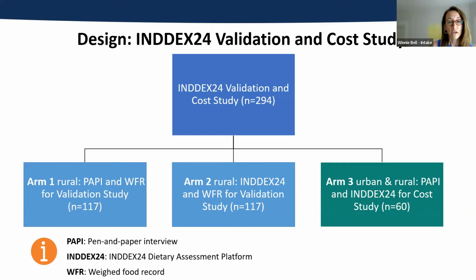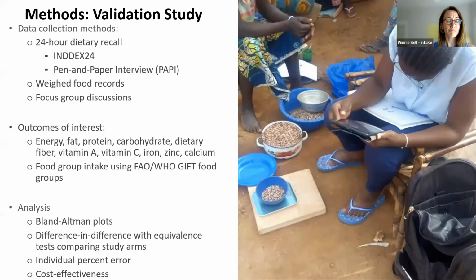And then in the third study arm, we have what we referred to as, quote, naive respondents, in that they didn't receive the weighed food record the day before and only responded to a 24-hour recall. And the data from this third arm were only used to assess the time per interview required of pen and paper compared to Index 24.